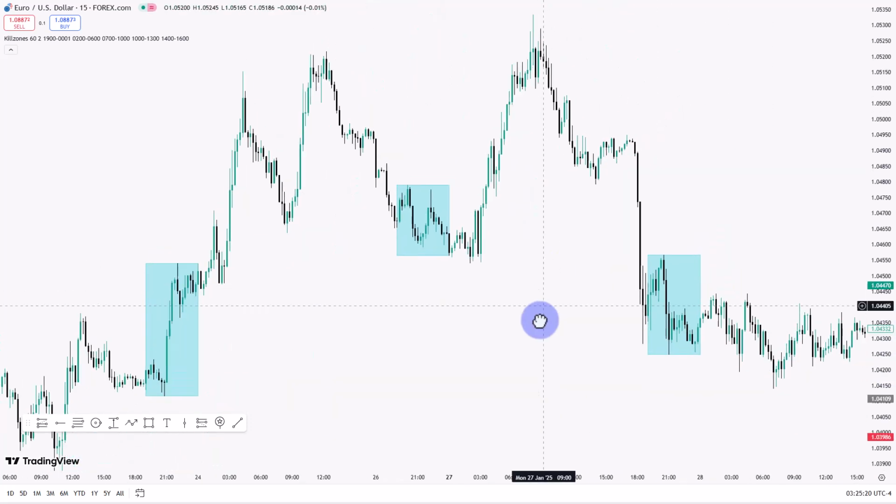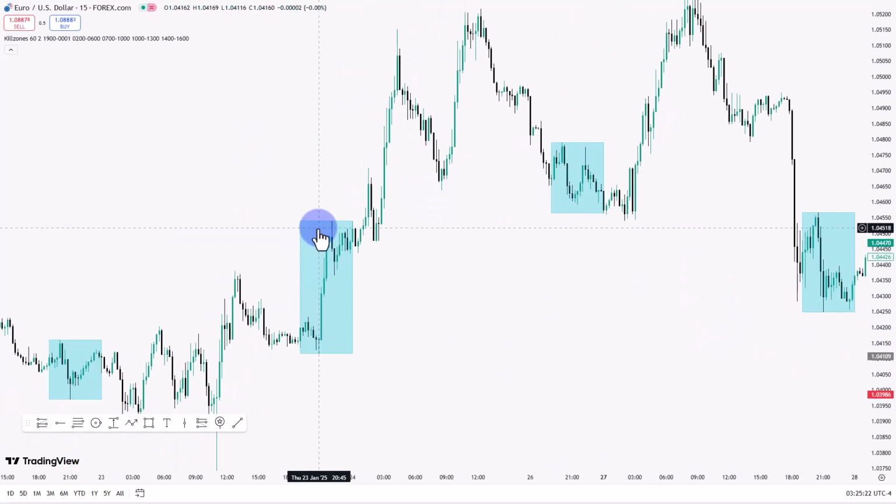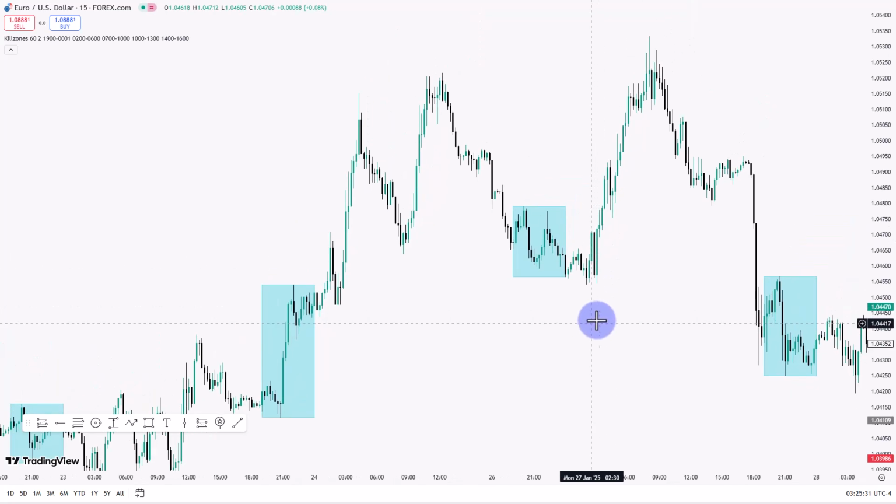Okay, here's another ideal one. The reason I'm not even looking at this is because the Asian session is already quite too big. It's above what we're looking at. Remember, an ideal Asian session is 20 pips and shouldn't be more than 40 pips.